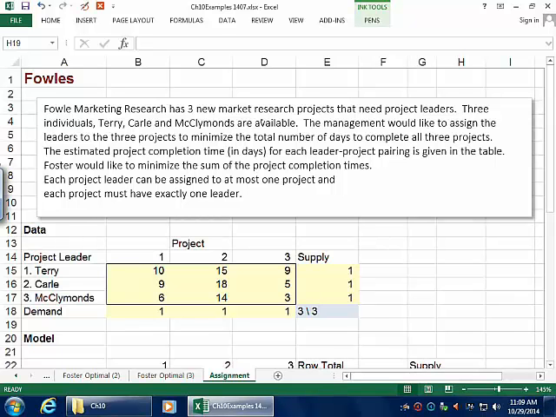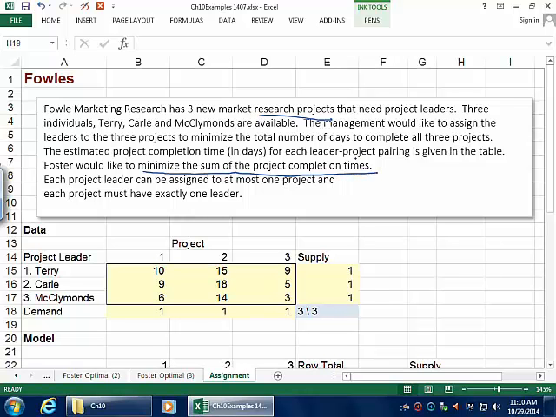We've got these market research projects. There are 3 of them: 1, 2, 3. And then we have the 3 people to lead these projects, Terry, Carl, and McClemens. So we've got the 3 people here. Okay, so we want to assign these 3 people to these 3 jobs. The goal is to minimize the sum of the project completion times.